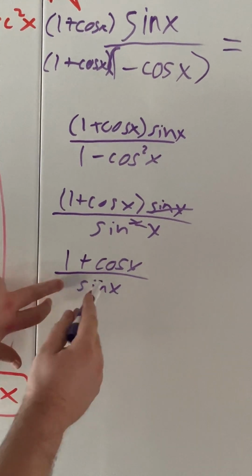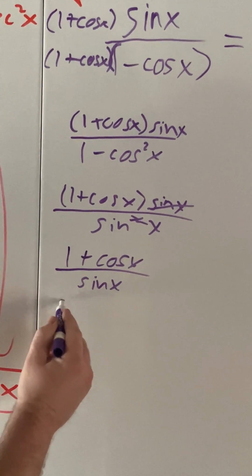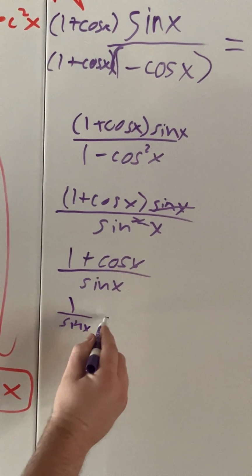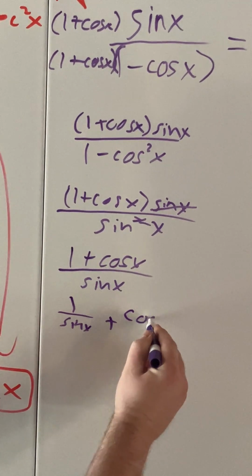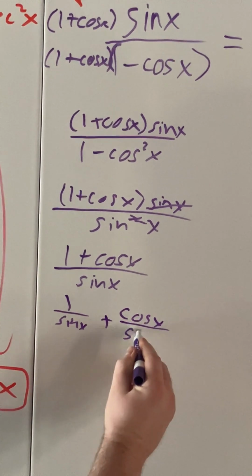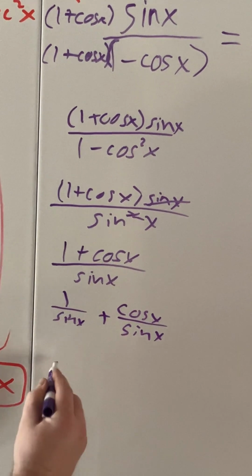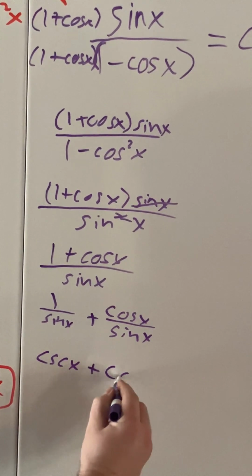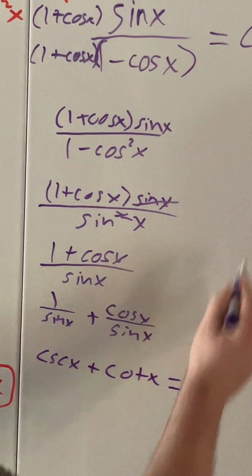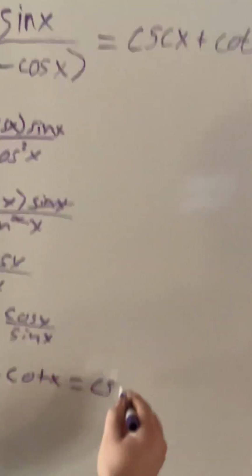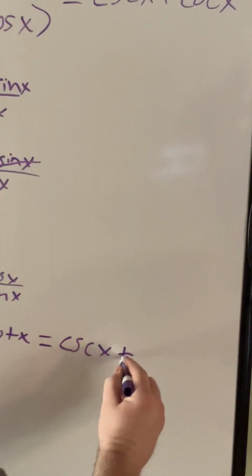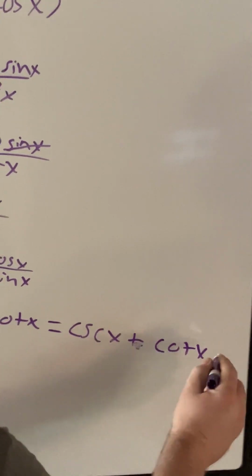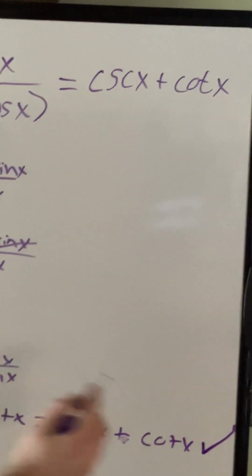And we can tell now that if we split up this numerator, right, I'll have 1 over sine x plus cosine x over sine x. Well, that ends up being cosecant x plus cotan x, and that equals cosecant x plus cotan x. Check. So that's that problem.